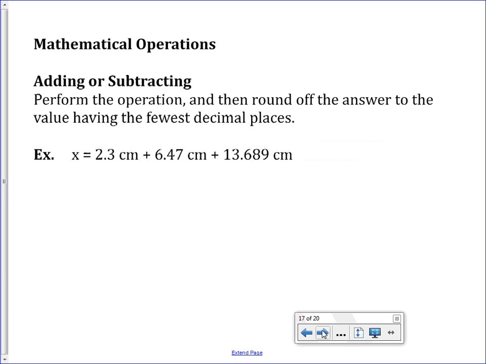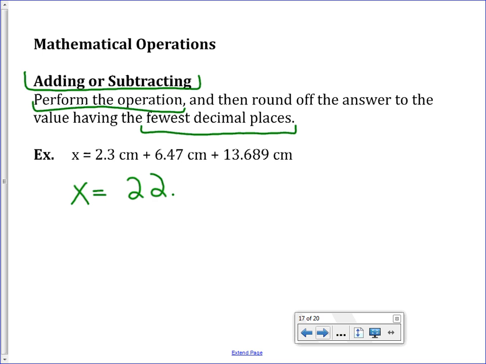Now, we use significant digits in mathematical operations also. In this case, we'll discuss how we handle significant digits when we're adding or subtracting, and how we determine how many significant digits we should have in our answer. So when we're adding or subtracting, you perform the operation as normal, and then you round off the answer to the value having the fewest decimal places. So what does that mean? Well, let's take a look at the following example. We have 2.3 centimeters plus 6.47 centimeters plus 13.689 centimeters. We add those numbers together as normal.